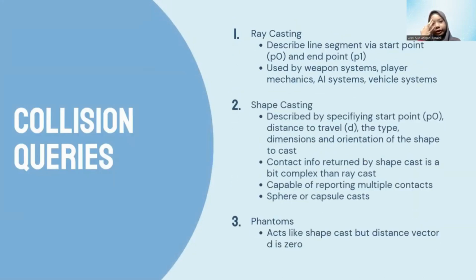Next is the collision queries. There are three: ray casting, shape casting, and phantoms. Ray casting is a line segment with a start point and end point, and then shape casting has a start point, distance and type, and the dimensions and orientation to cast, and phantoms act like shape cast but the distance is 0.